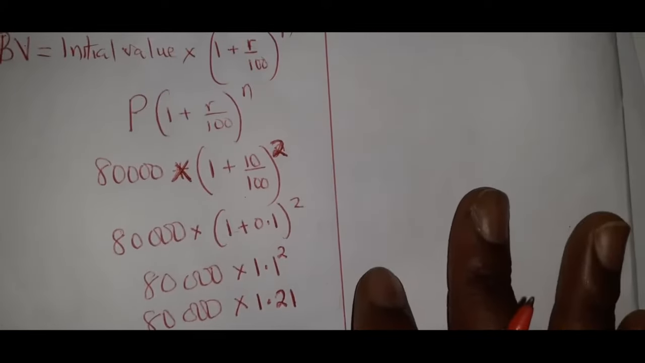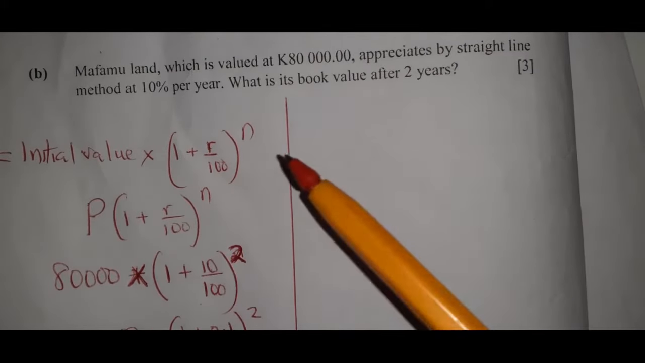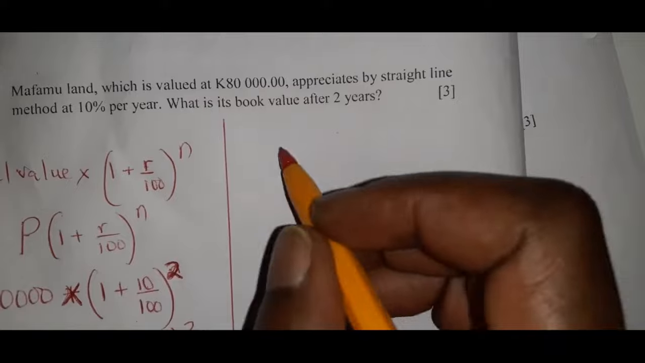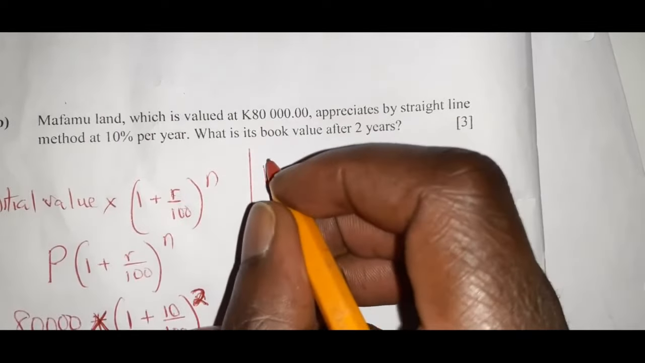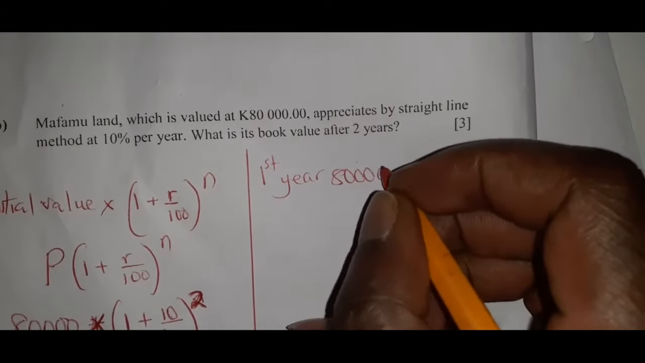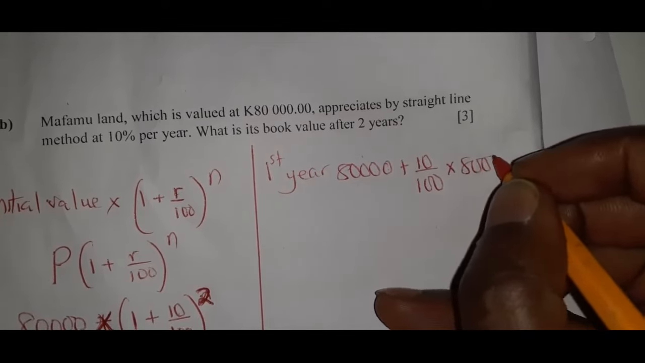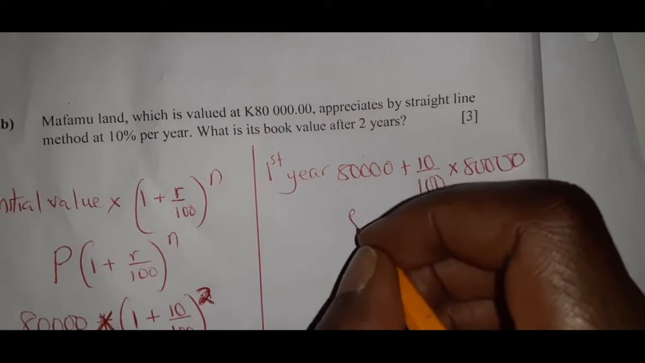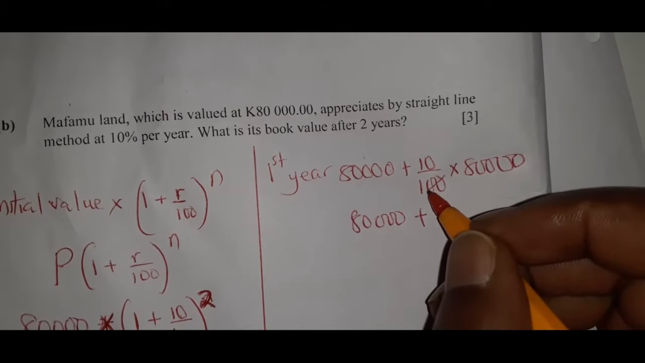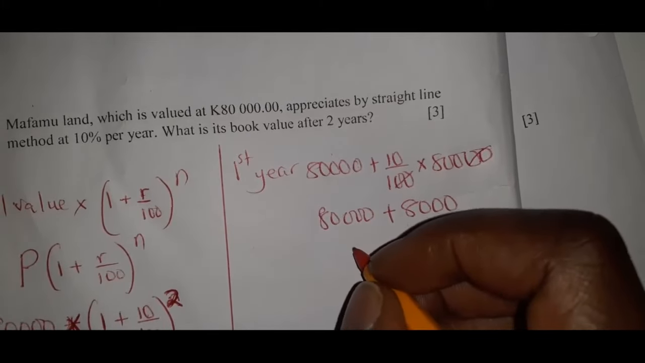Now, you can also use another method. Of course, there's a mention of some method here, but straight line method only appreciation does not come out clearly. You can even use year after year. You start with the first year. So we say first year, we're going to have our 80,000 plus the 10% of the same 80,000. So we have 80,000 here plus, what is the 10% here? This is 8,000.